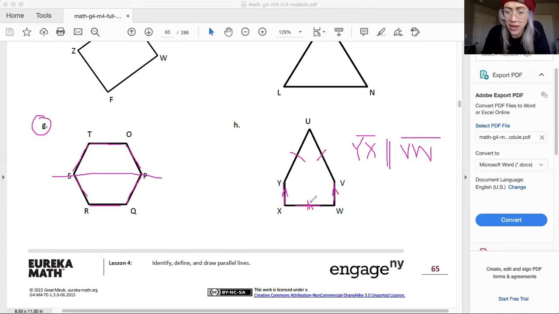So I can put an X through it, or I don't have to do any of the X's, I just don't mark it at all. Okay, all right, so I'm looking here on H and there's only one pair, YX and VW.